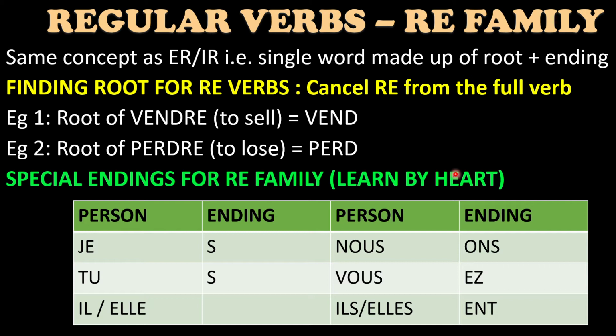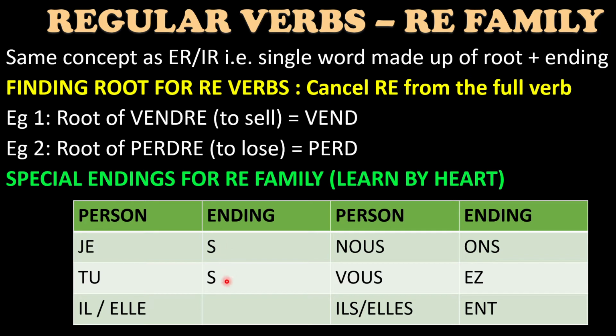To get the root, you just have to knock off the last two letters, that is RE, from the full verb. So here are two examples of RE verbs. Vendre is to sell. To get the root of vendre, knock off the RE, and you are left with VEND, that becomes your root. Same way for perdre, which is to lose, it will become PERD. Once you knock off RE, PERD is your root. And then you have to attach the special endings for the RE family.